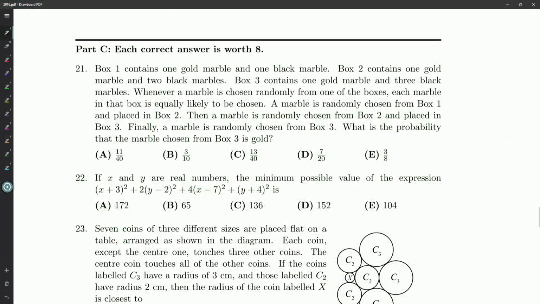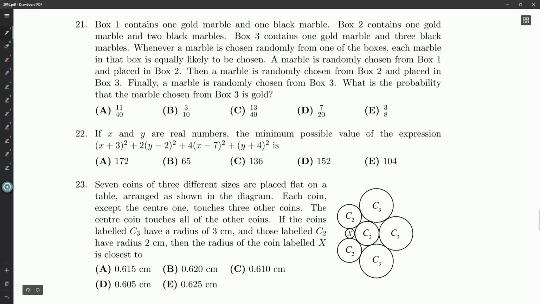We are looking in this video at question number 22 on our grade 11 Fermat paper. If x and y are real numbers, the minimum possible value of the expression (x + 3)² + (2y − 2)² + (4x − 7)² + (y + 4)² is. Alright, so let's copy down this expression.